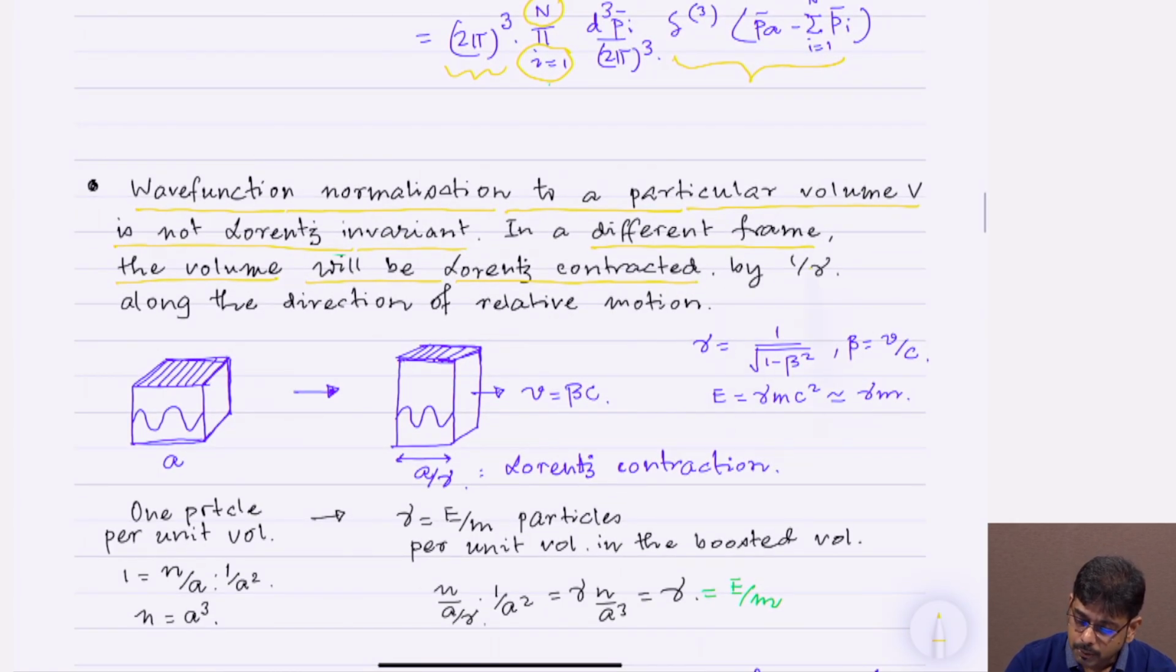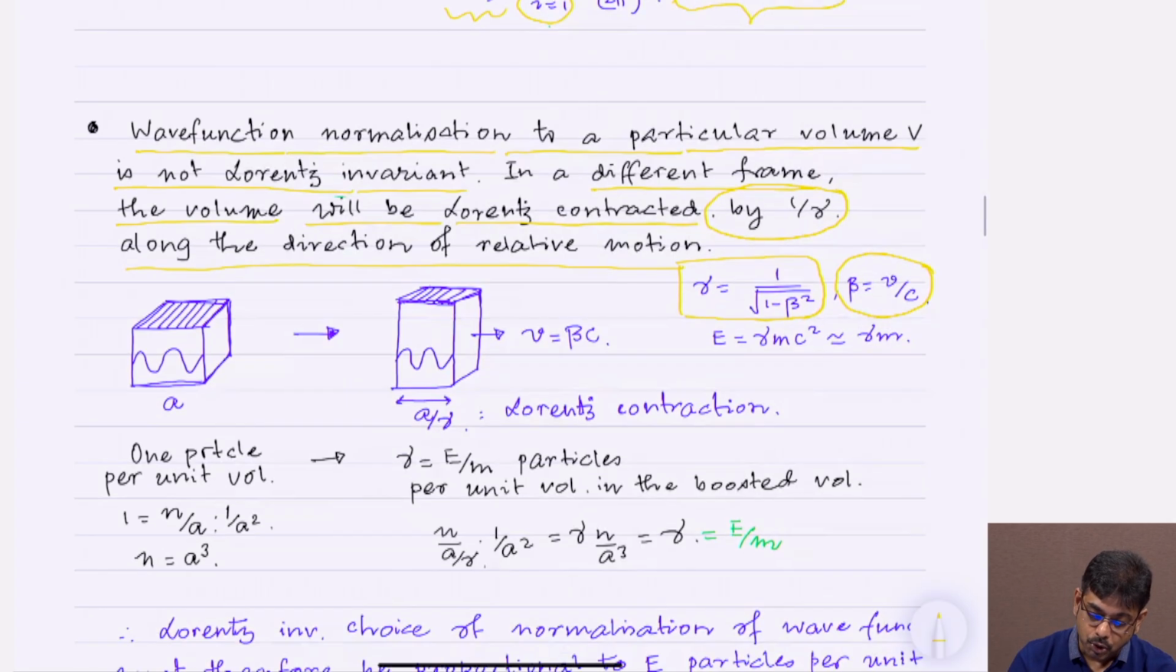And this contraction will be a factor of 1 by gamma. Remember that we defined this quantity gamma, which is the square root of 1 by 1 minus beta square, where beta is essentially defined as v by c. In the c equal to 1 unit, you can treat beta equal to v. So, this is going to shrink along the direction of the relativistic motion.